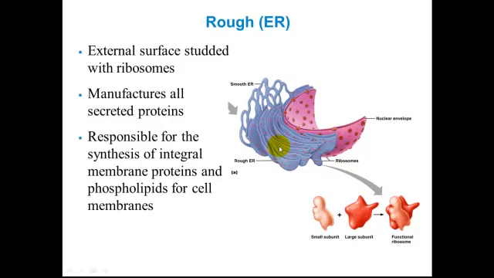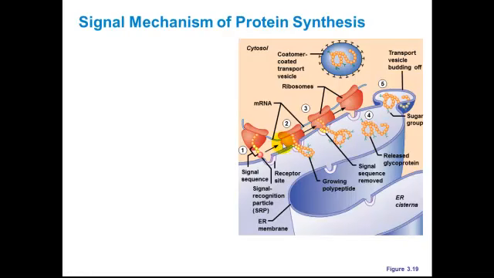In the rough ER, we see the manufacture of all of the secreted proteins. This is where we are going to talk about translation occurring, which we'll see later in the chapter. In a quick overview of how protein synthesis occurs, protein synthesis occurs when the ribosomes are able to read directions on something called mRNA. And mRNA is going to be discussed later in the chapter.